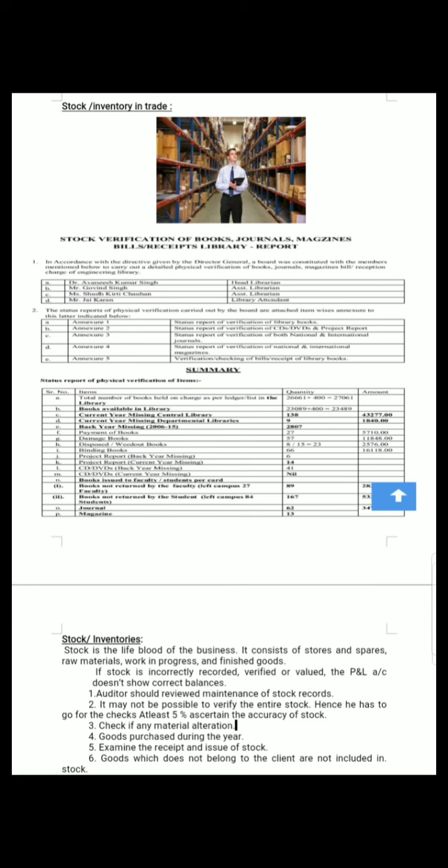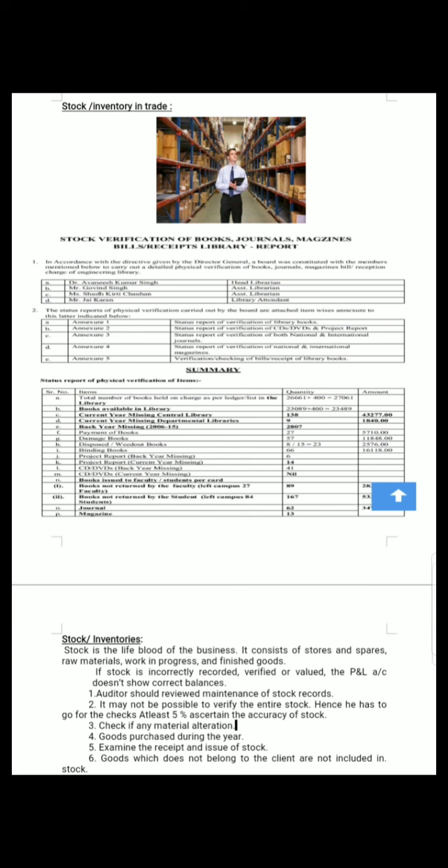As I said, you can see in this diagram, the receipts heading gives the bills or receipts of the library. In case the library purchases some books or journals, it has some receipt, some document. So it has to be verified exactly, verified clearly and physically by an auditor.